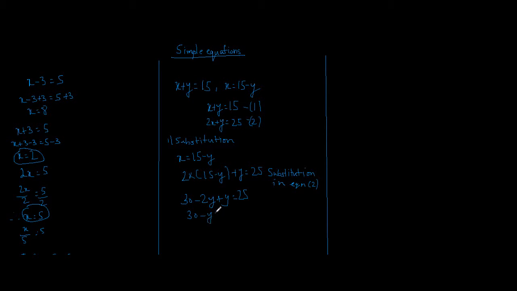which in turn is 30 minus y equal to 25, which in turn gives minus y equal to 25 minus 30 equal to minus 5. Now this results in y equal to 5 and x is equal to 15 minus y, which is equal to 10.